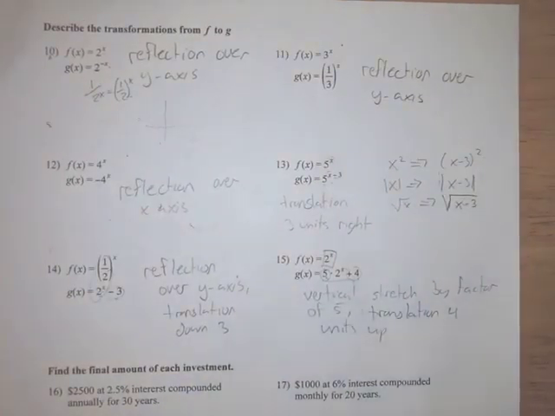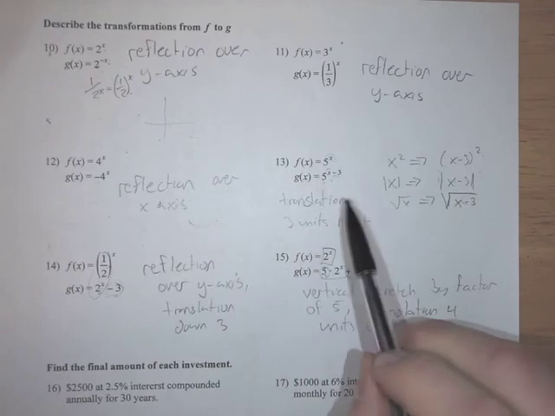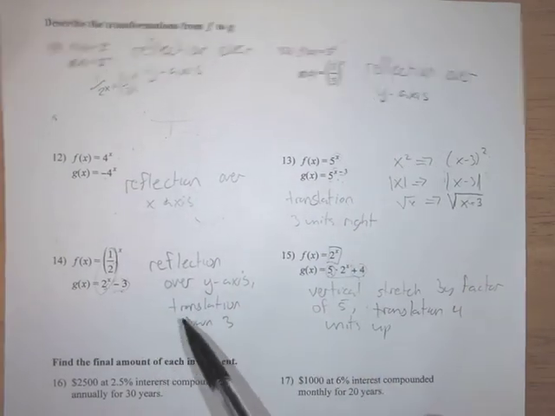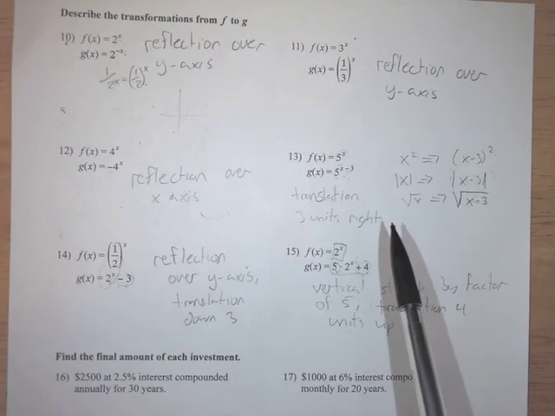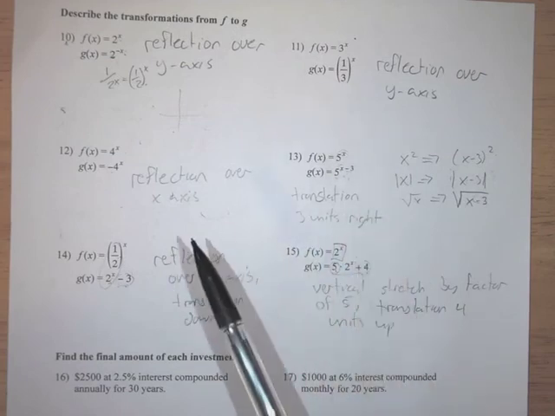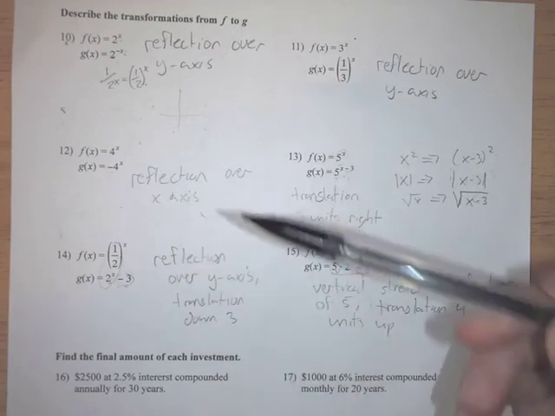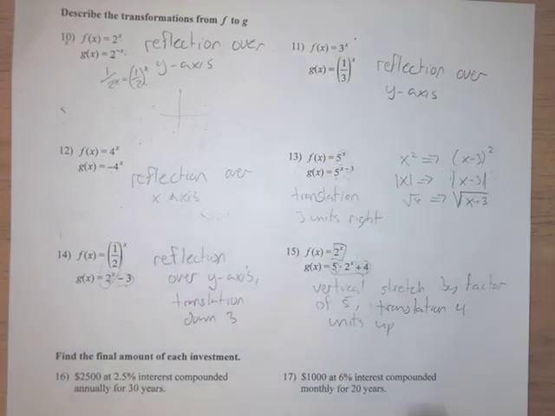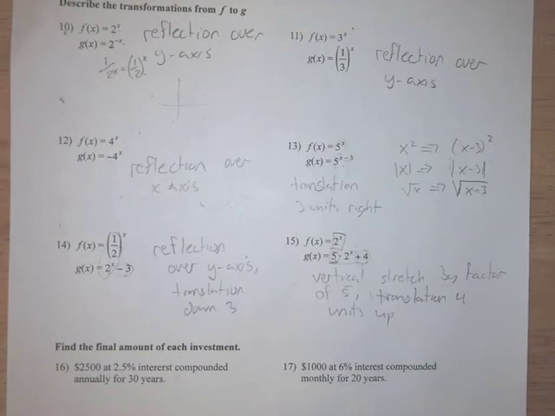I think I covered all of the ones that you're going to need to know. You're going to have to know how to do a left-right shift. You're going to have to know how to do an up or down shift. You're going to have to know how to do a horizontal reflection, or reflection over the y-axis. You're going to have to know how to do a vertical reflection, or a reflection over the x-axis. And you're also going to need to know about that vertical stretch factor. So that pretty much covers all of them.